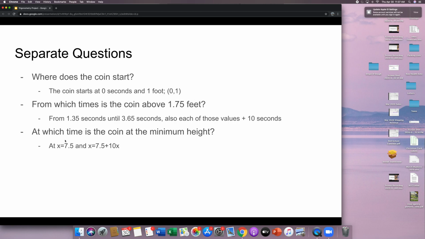And at which time is the coin at the minimum height? The coin was at the minimum height at x equals 7.5, or 7.5 seconds, and also 7.5 plus 10x, or 10 seconds, 20 seconds, 30 seconds on the next cycles.